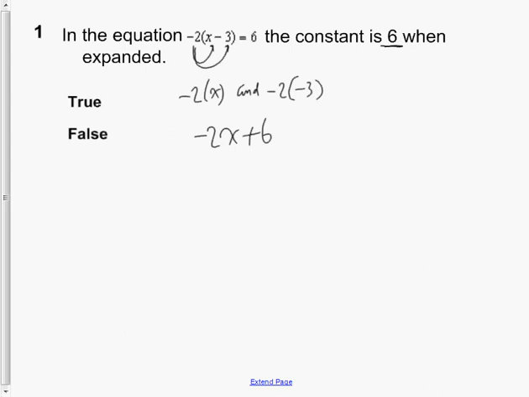So is the constant 6 when expanded? The answer is true. It is 6. It's not negative 6. It is 6.